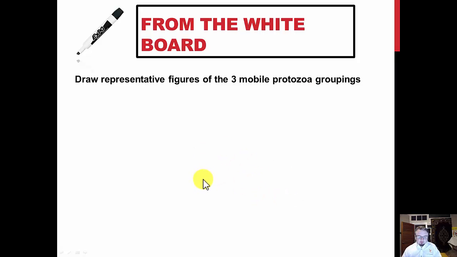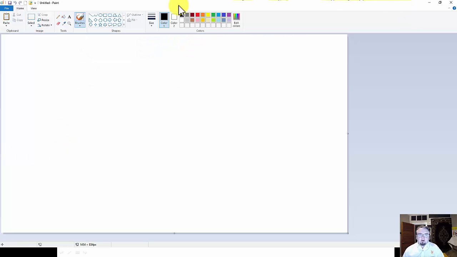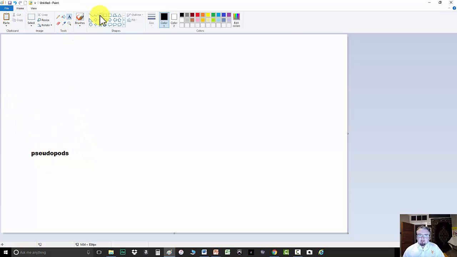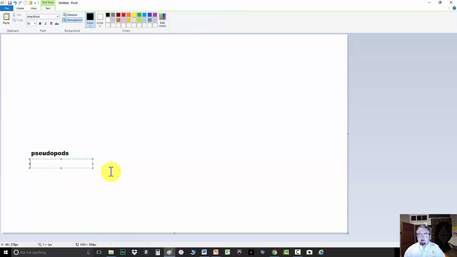So real quick, let's look at a couple representations of these four, make a few quick drawings here. We'll keep this relatively simple. The first one, the pseudopods, they tend to have a very irregular shape. And in fact, a lot of times, although this is not always the case, a lot of people may be more familiar with the term amoeba.